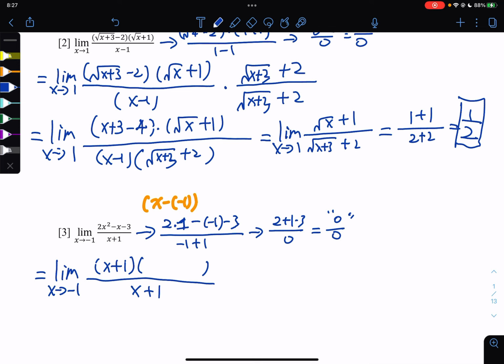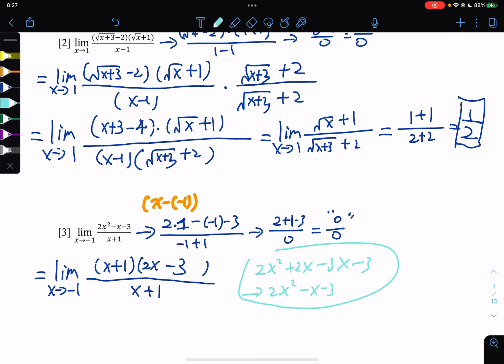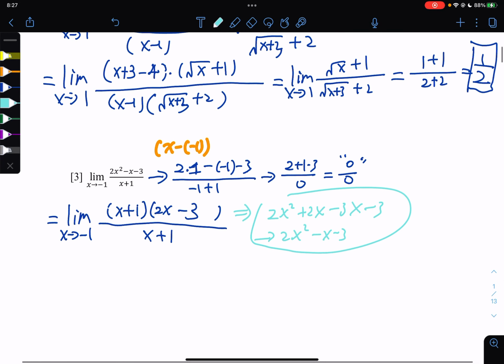Since I need to produce 2x squared, it must be 2x times x. Since I need to produce negative 3 with something times 1, it must be negative 3. So you can do a quick check on the side. It's going to be 2x squared plus 2x minus 3x minus 3, which is 2x squared minus x minus 3. So yes, they do multiply back to the original expression. So my calculation was right.